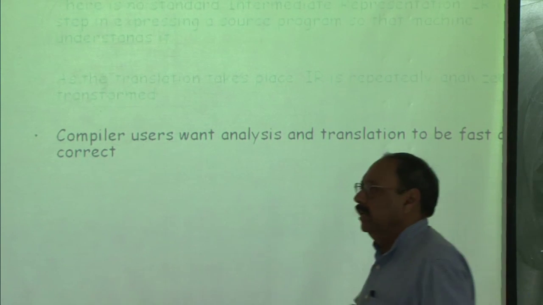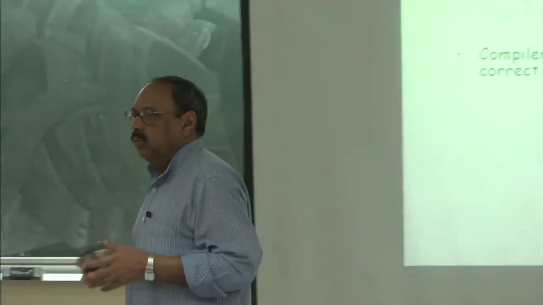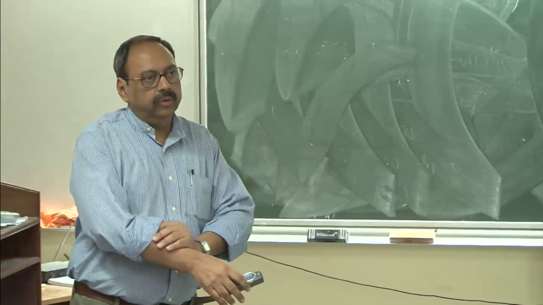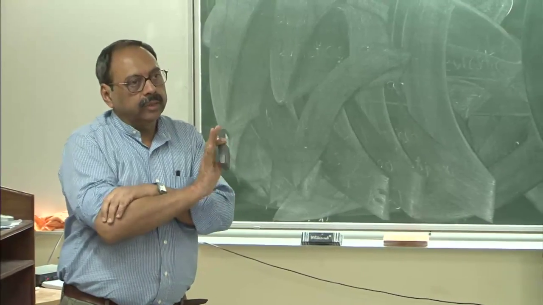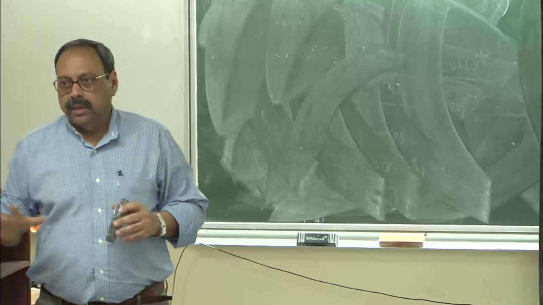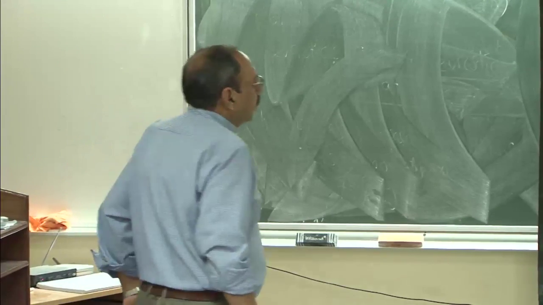Now, what is it that an end user is looking for? The end user is not concerned with the IR design. They are not bothered about what goes inside the compiler. For them, the compiler is just a black box. So they are only looking at two things: that I should be able to do a fast compilation, and I should be able to do correct compilation. Beyond that, it doesn't matter what kind of representation you have.